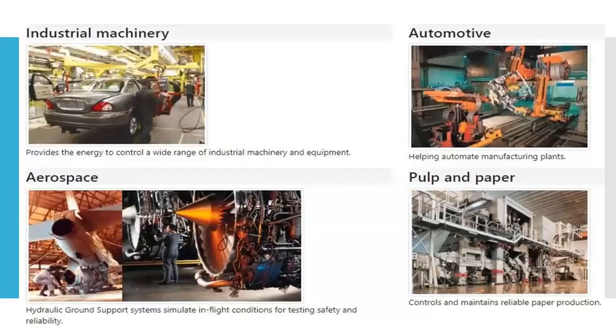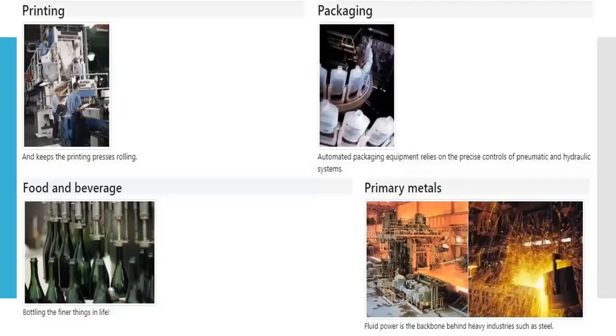So if you see here in the picture, the industrial machinery that will provide the energy to control a wide range of industrial machinery and equipment. And you can see the automotive machines helping automotive manufacturing plants. Here on the ground side, aerospace industries use hydraulic ground support systems that simulate in-flight conditions for safety and reliability. And then in industry, control and maintenance for reliable paper production.